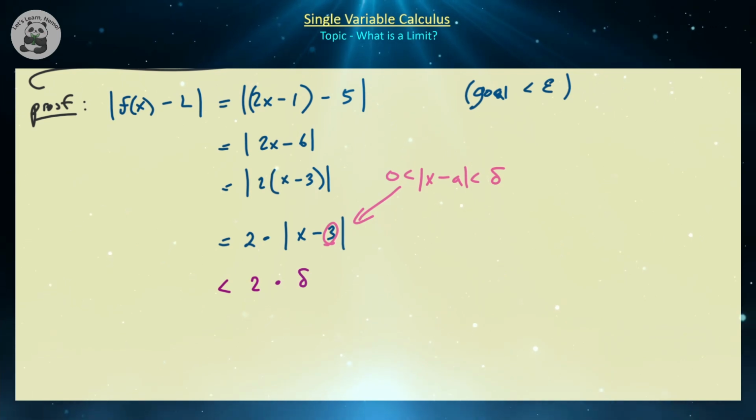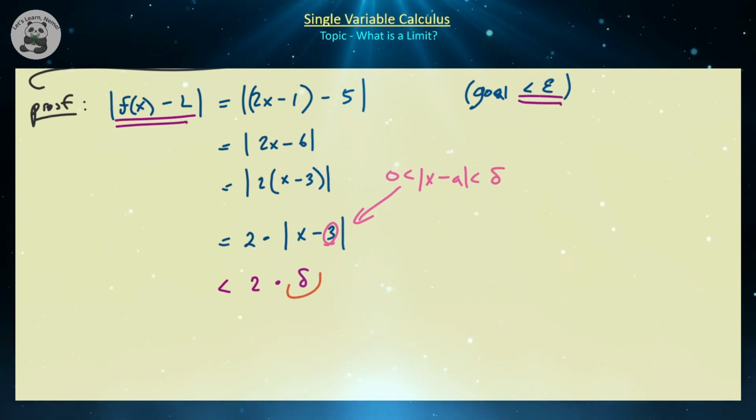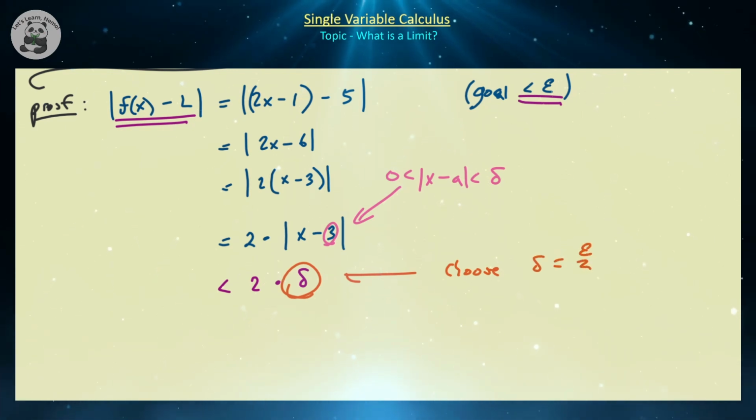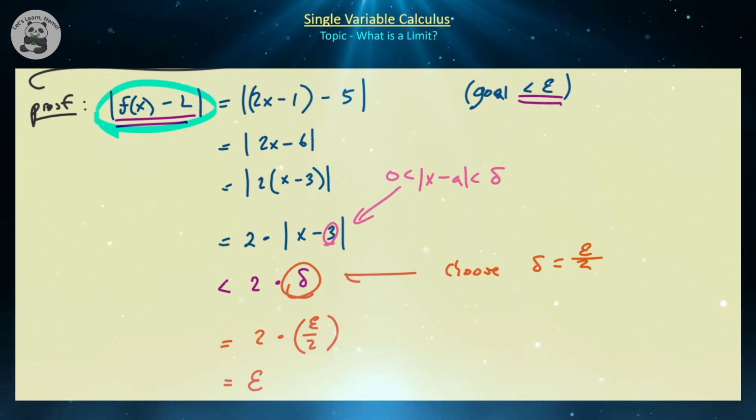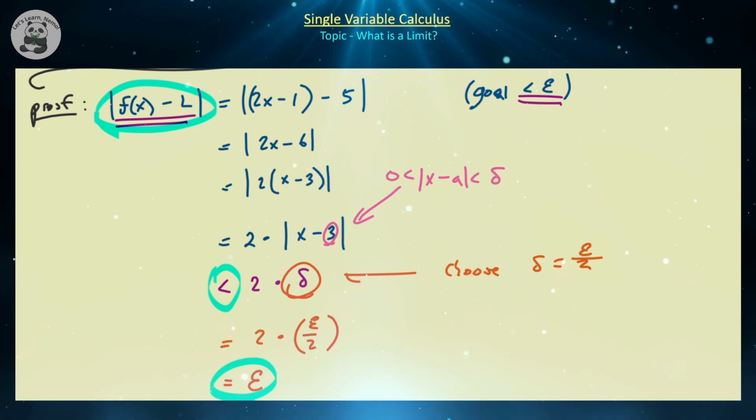Now we need to show that this is less than epsilon, right? So what value of delta do we need to choose in order for that to be true? What we can choose is delta equal to epsilon over 2. That's not the only value that will make this work, but it will work in this case. So we're going to have 2 times epsilon divided by 2, and that's obviously just going to be epsilon. So we have that this is less than epsilon, which completes the proof.